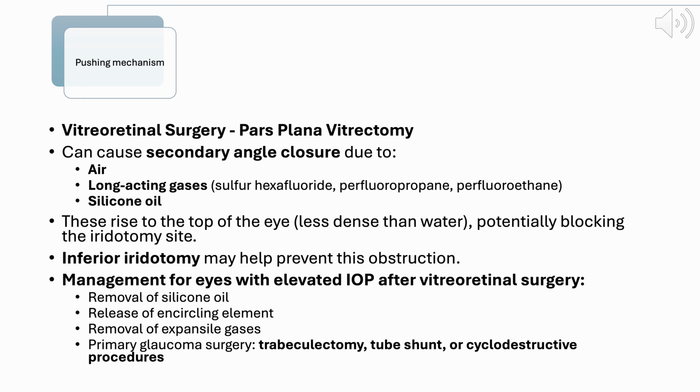When intraocular pressure rises after vitreoretinal surgery, management strategies depend on the underlying cause. If silicone oil is responsible, it may need to be removed. Similarly, expansile gases should be evacuated once their tamponade effect is no longer required. If an encircling element contributes to the angle closure, it can be released. In more resistant cases, standard glaucoma surgeries such as trabeculectomy, tube shunt implantation, or cyclodestructive procedures may be necessary.